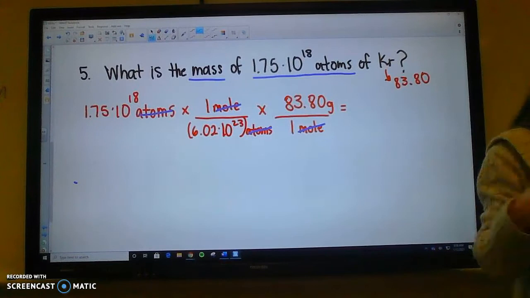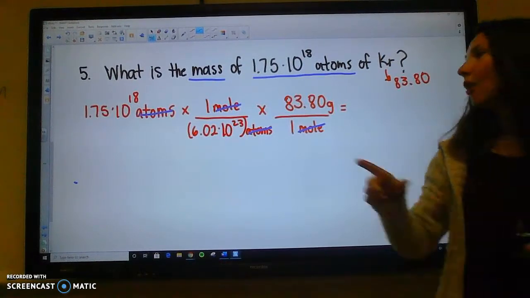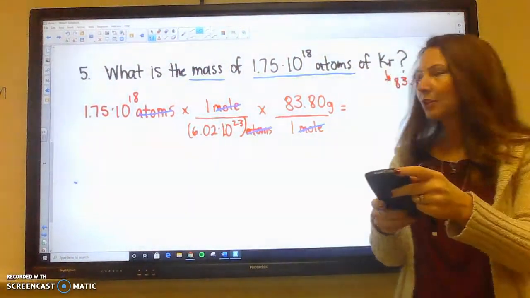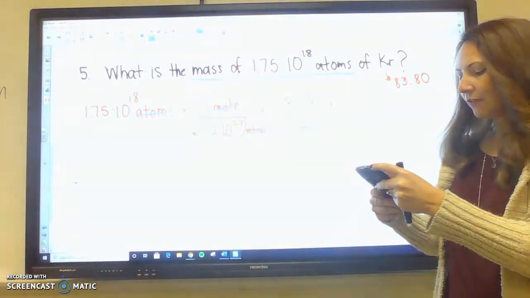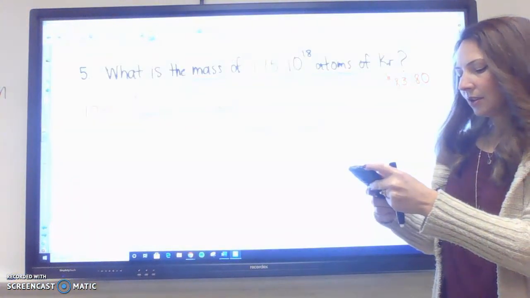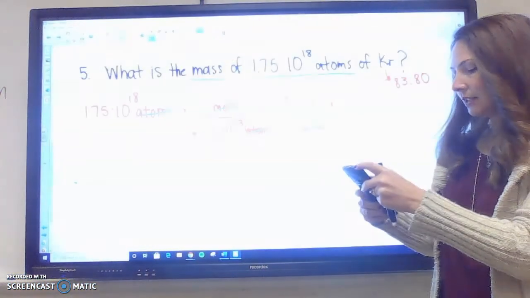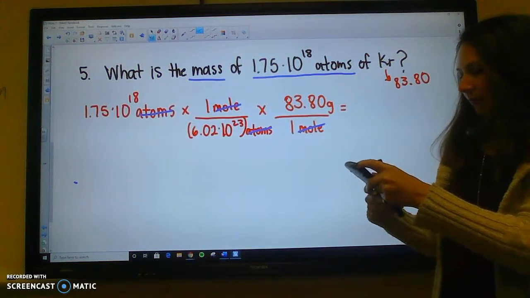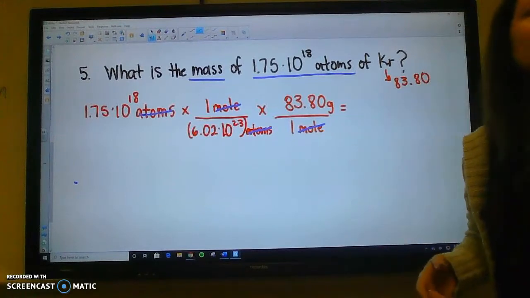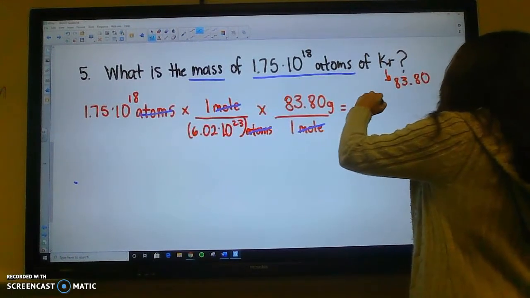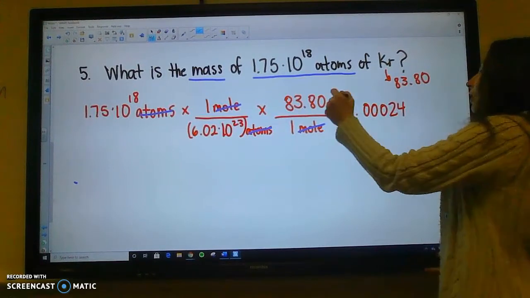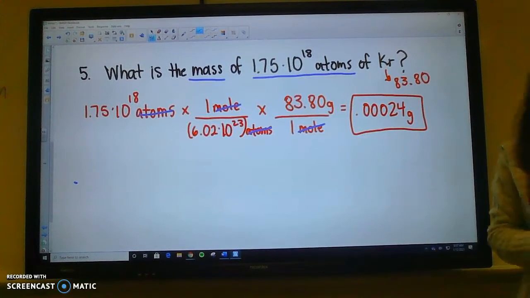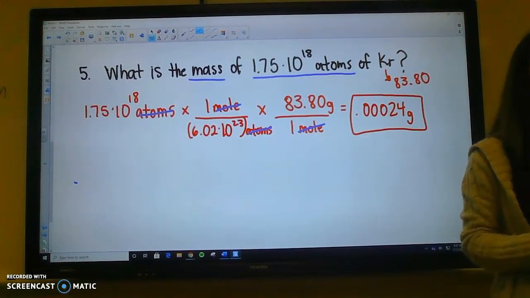We solve for this, and for a 2-step conversion, you're always going to divide first. But you'll do 1 of each thing. You'll multiply and you'll divide, but we divide first. And so when we solve for this, we get 0.00024. Our final unit is grams, and that's it.